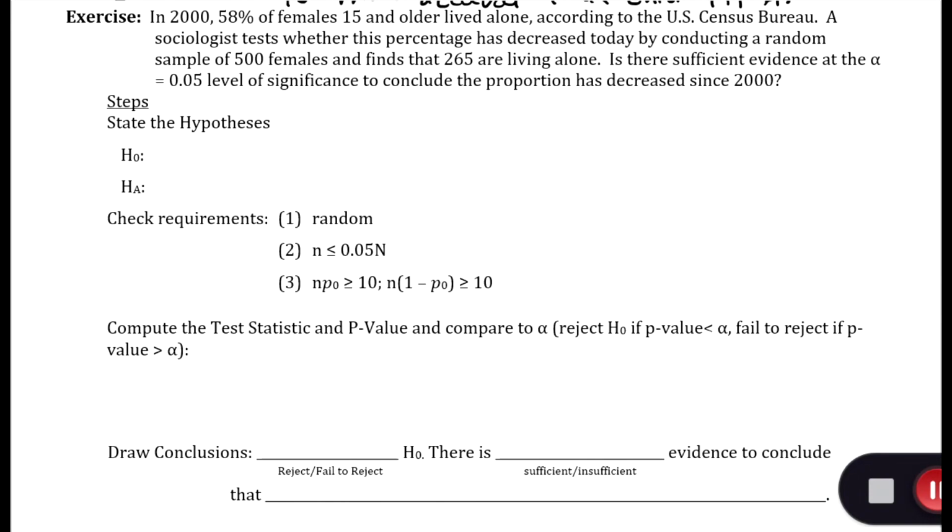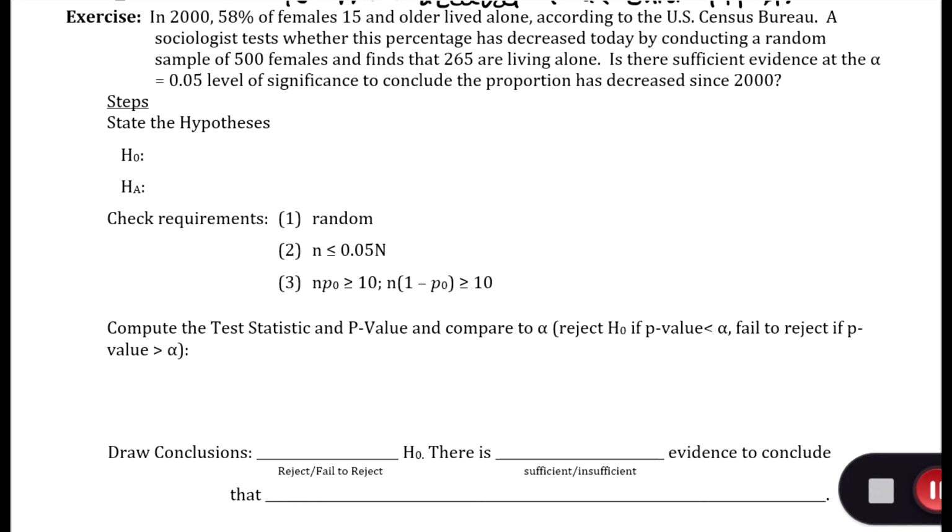So in 2000, 58% of females 15 and older lived alone, according to the U.S. Census Bureau. A sociologist tests whether this percentage has decreased today by conducting a random sample of 500 females and finds that 265 are living alone. Is there sufficient evidence at the alpha equals 0.05 level of significance to conclude the proportion has decreased since 2000?